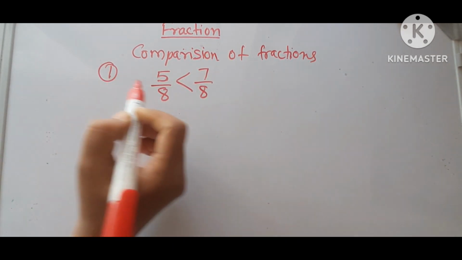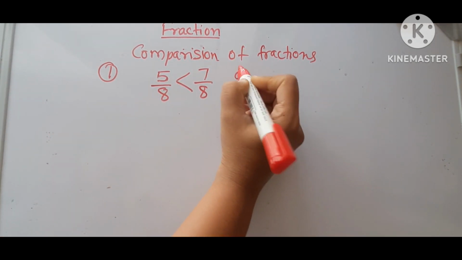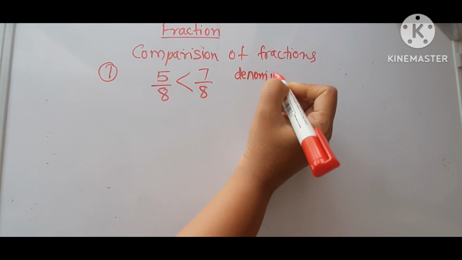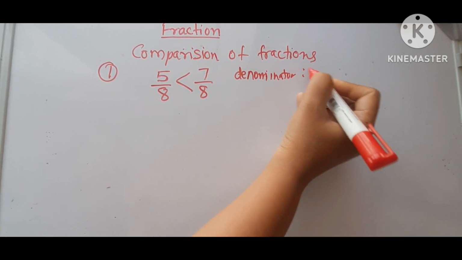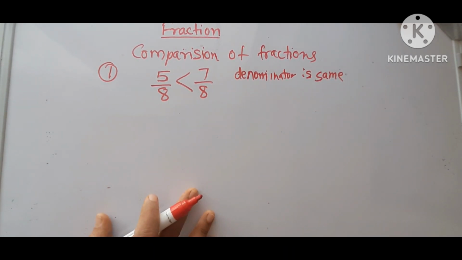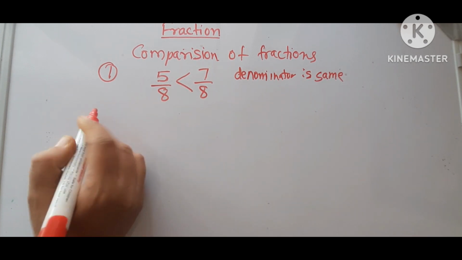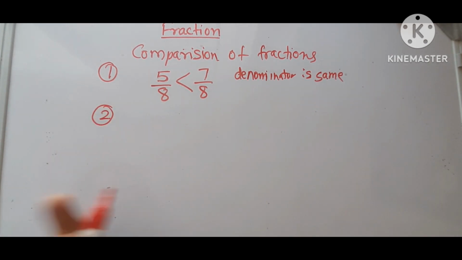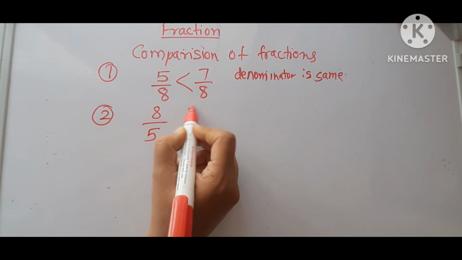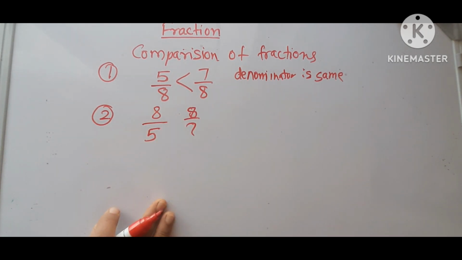This is the first type of fractions in which we can find the comparison, if the denominator is the same. Or you can also call them like fractions, because when the denominators are the same we say it is a like fraction. The second type is if the numerators are the same. If the numbers are 8/5 and 8/7, in this case the numerators are the same.